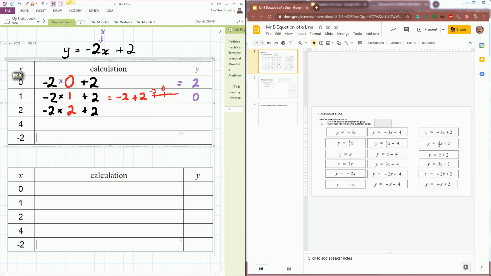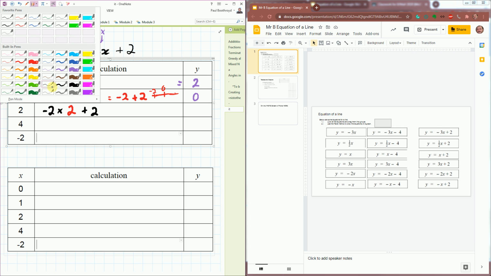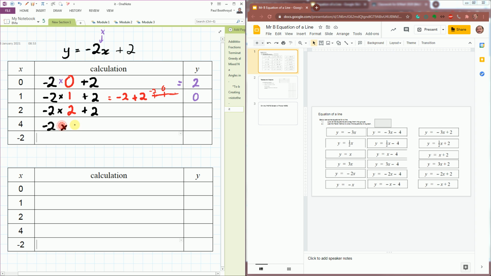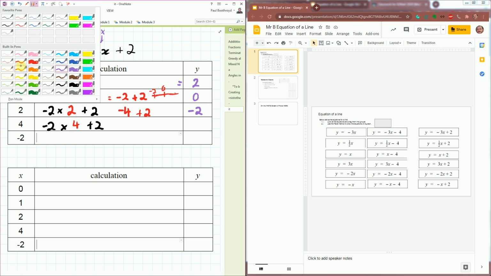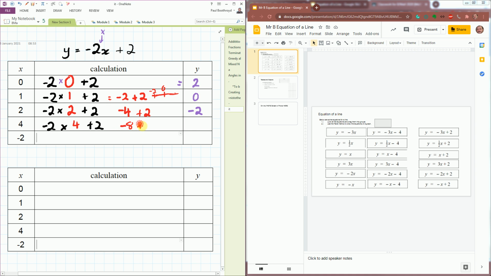Next part then is minus 2 times x and add 2. Replace the x with the value of 2. So minus 2 times 2, oh, I didn't finish the first one off. Minus 2 times 2 is minus 4. Add 2 to it. And that gives me an answer minus 2. Minus 2 times 4 is minus 8. And add 2 to it. Minus 8 plus 2 is minus 6.